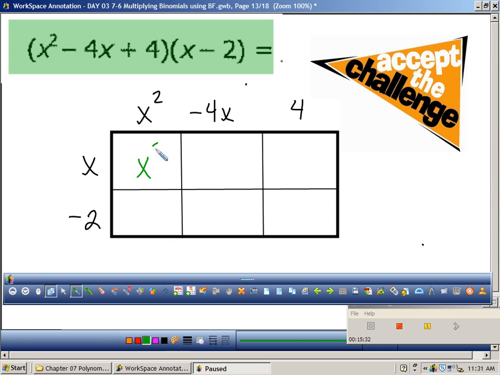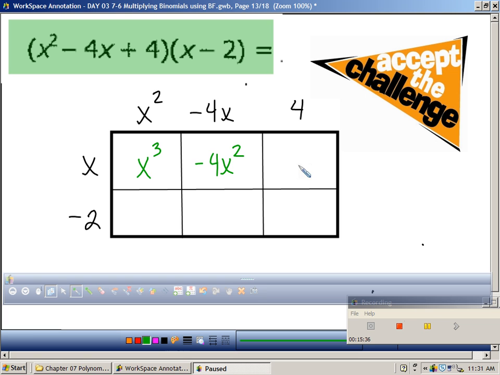X to the third. Perfect. Negative 4x, negative 4x squared, perfect. 4x, and then negative 2x squared, 8x, and negative 8. Well done.